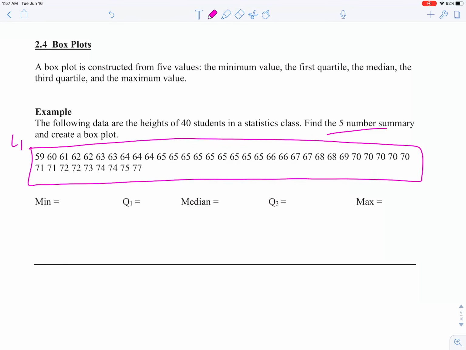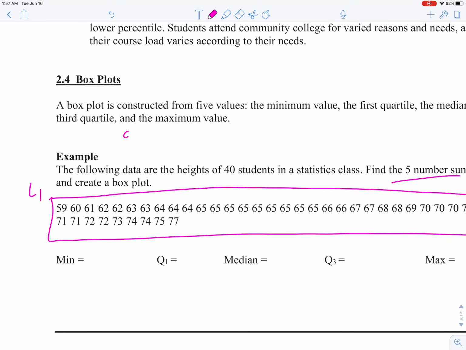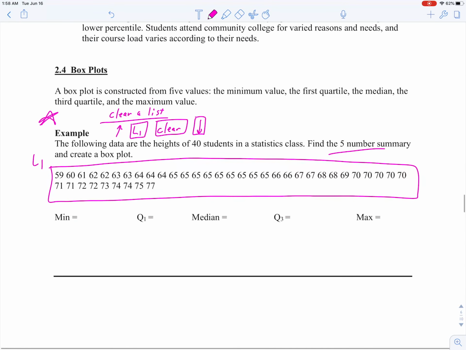Now what you're going to want to do is clear L1. So right here, I'm going to write the directions to clear a list on your calculator. Okay, so you're going to use the arrow keys. You're going to arrow up so that L1 gets highlighted on this screen. Then you're going to hit the clear button, which is below the arrow keys. Then you're going to hit the down arrow key, and everything in L1 should disappear. Okay, so that's an important process to make sure you remember how to clear a list on your calculator.